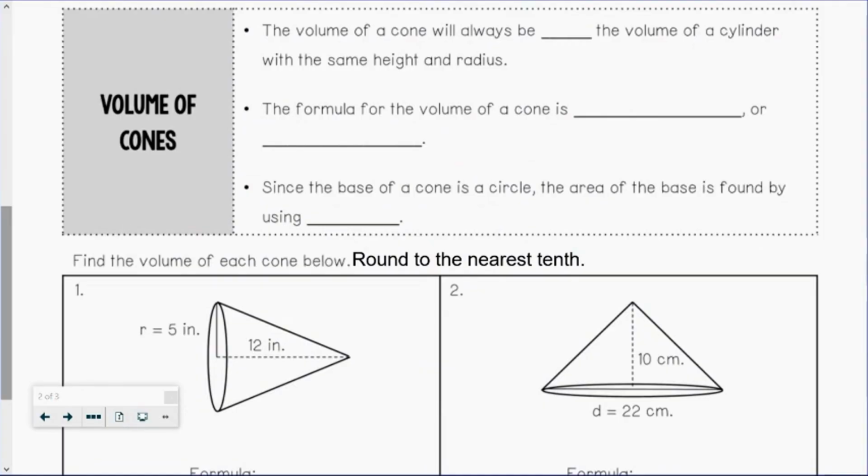Volume of cones. The volume of a cone will always be 1/3 the volume of a cylinder with the same height and same radius. The formula for the volume of a cone is 1/3 base times height, or volume is equal to base times height divided by 3. Since the base of a cone is a circle, the area of the base is found by using pi r squared. This is similar to a cylinder, where a cylinder's base is also a circle.